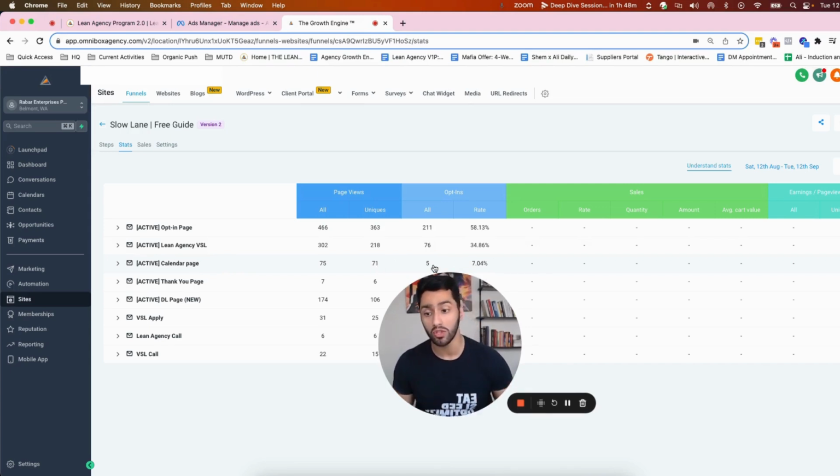So what I need to do is go to the calendar page and optimize it, because my customer journey before the calendar page is working. So the issue is with the calendar page. Maybe I should simplify it. Maybe I should go through my calendar and see if it's even working. Maybe I don't have enough availabilities. Maybe I have to put more social proof on the calendar page to make it more enticing for people to book. So reading this data will help you diagnose where the problem is coming from. Or not even the problem, where is the opportunity for me to optimize and make the campaign better.